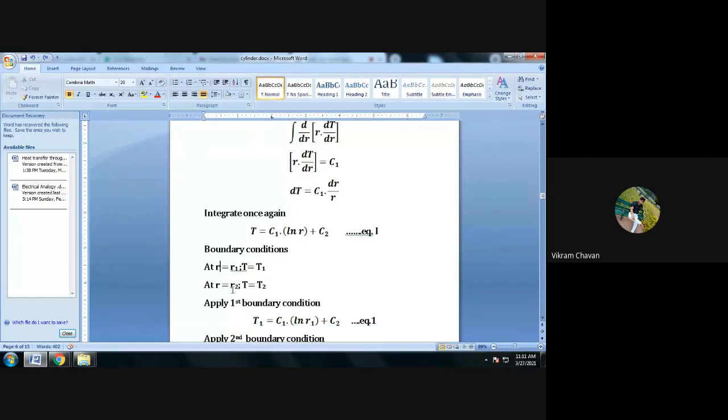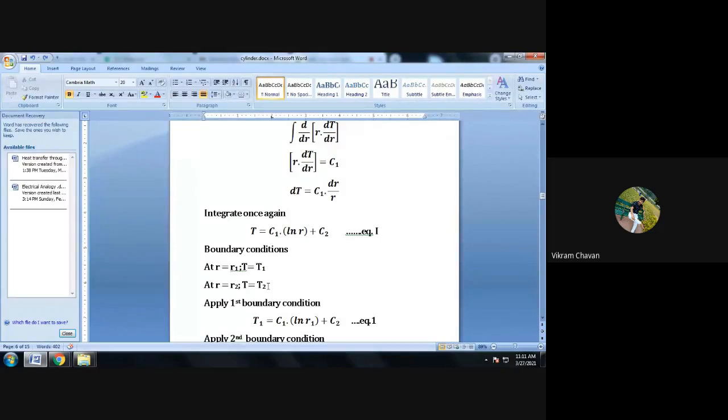And when we are at the outer surface of the cylinder, at that particular position the radius is R2. What is the temperature of the outer surface? The temperature of the outer surface is T2. So when R is equal to R2, T becomes T2. So that will be our boundary condition.